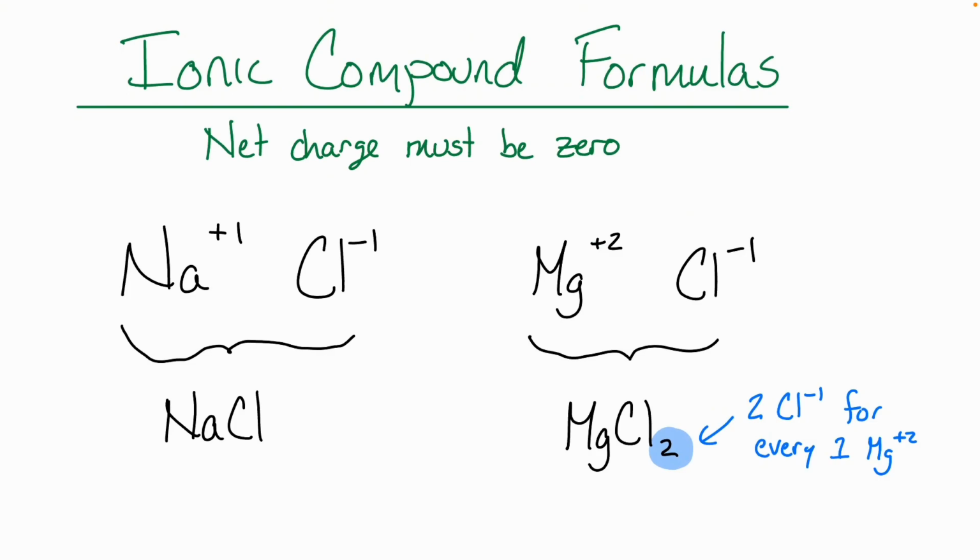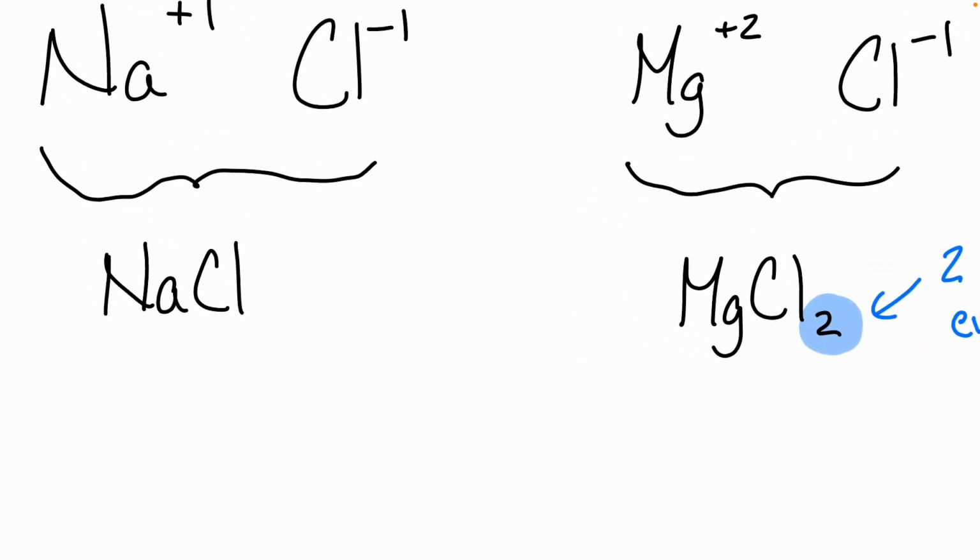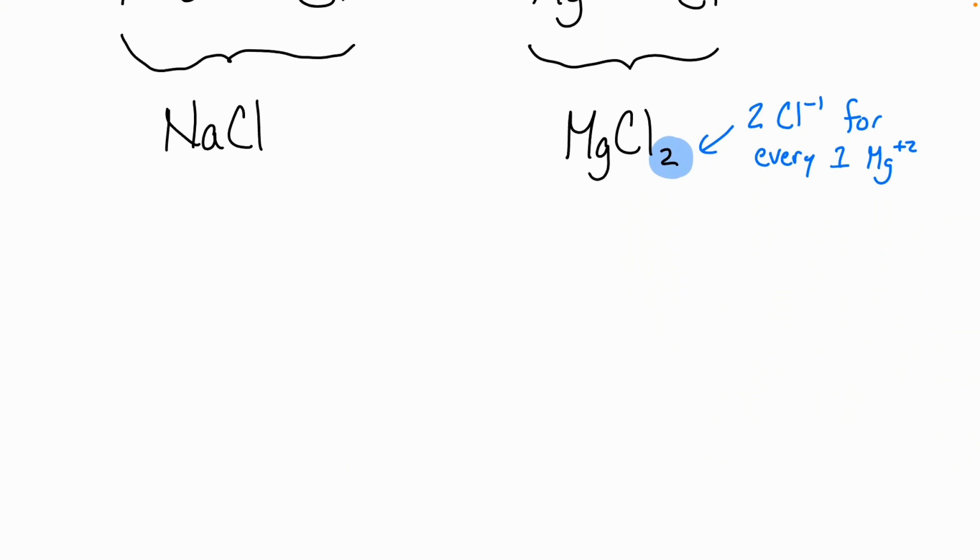Okay? The other thing to note about these formulas, we don't bother to include these subscripts when it's a 1, right? I don't say Na1Cl1 or Mg1Cl2. We drop it if it's a 1. We have to include it if it's anything other than 1, but we'll just leave it out altogether if it's 1. It's implied there's only one of them. So let's do another one real quick.